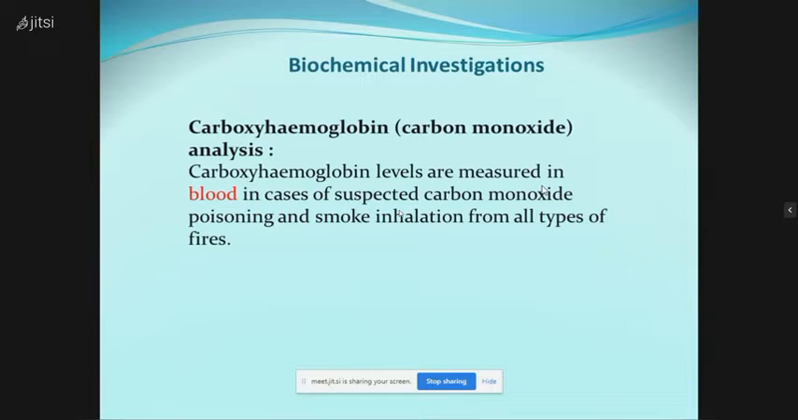Carboxyhemoglobin and carbon monoxide analysis is important, and this is important in case of fire, whether fire in a car or fire in the house, and this will give us an idea whether the person inhaled the gas, and this can be assessed in the blood.